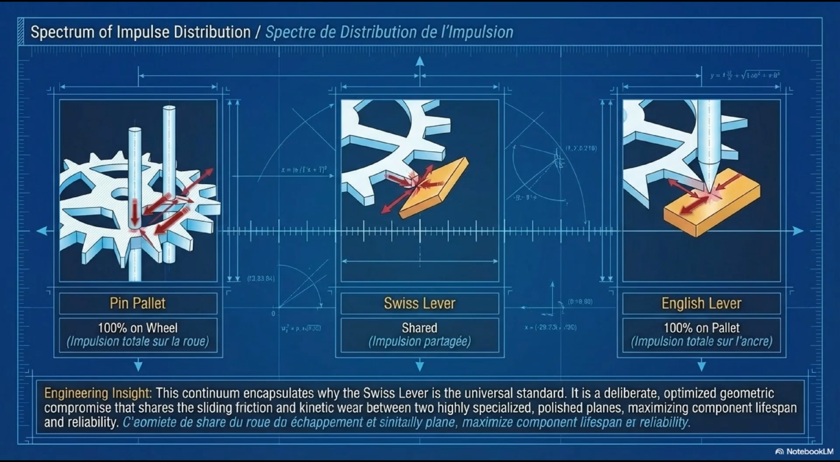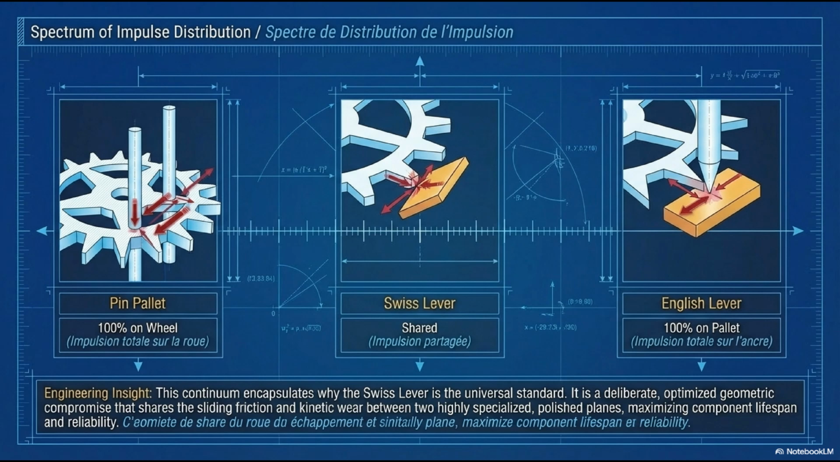This slide shows the complete spectrum of impulse distribution across the three lever-type Class 3 escapements, and it clarifies precisely why the Swiss lever occupies the dominant position it does. The spectrum is defined by where the impulse surface is located. At the left extreme, the pin pallet: 100% on the wheel. The sabot tooth's flat face does all the work. The cylindrical pin is purely passive.